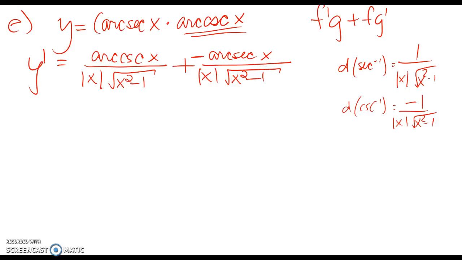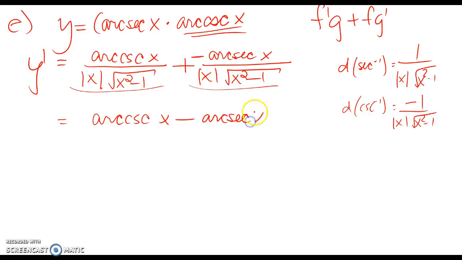Now, this is pretty good to simplify. We have the same denominator, notice. So we can bring the numerators together. Arc cosecant x minus arc secant x all over x squared minus 1. Alright, how is that? Pretty good? Looking for a few more that I can show you.